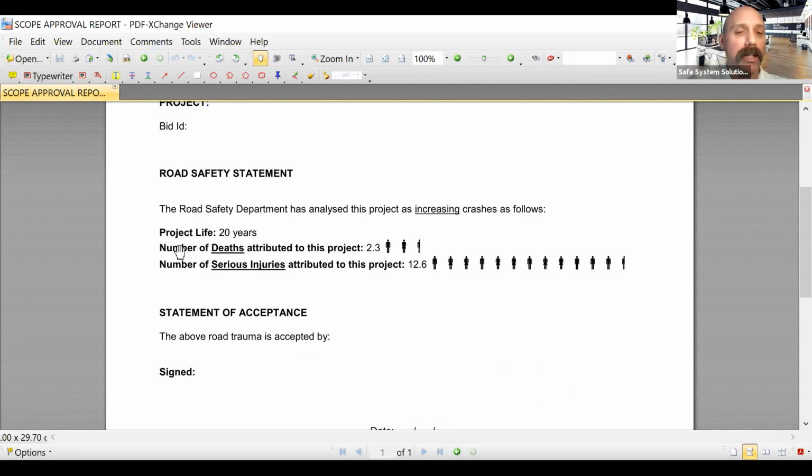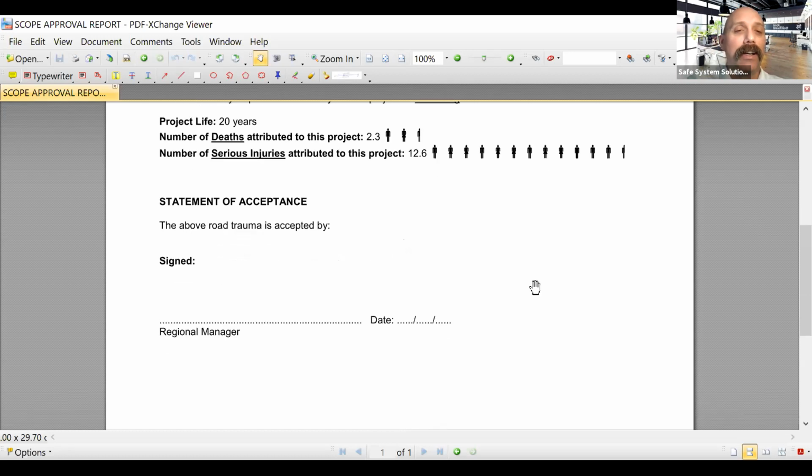It's around about signals. I don't know, actually, it must get 20 years for a signalisation under that program. Anyway, number of deaths attributed to this project, 2.3. Little pictures of people to remind them they're going to kill some people. Serious injuries, 12.6. And then a statement of acceptance. The above trauma is accepted by, and I used to send that one back on top of the project proposal.